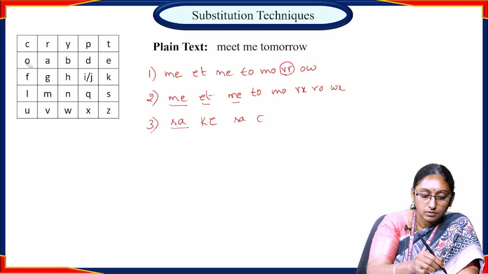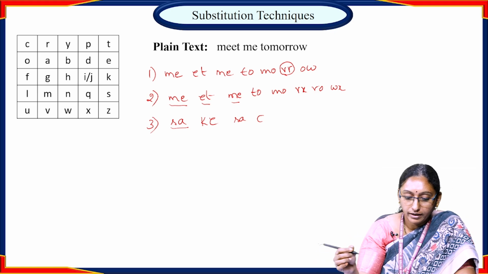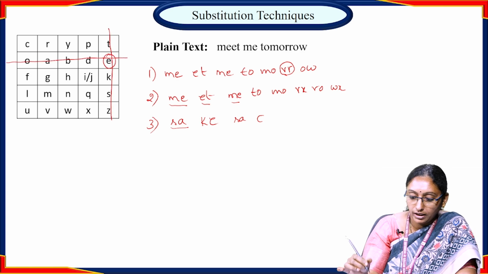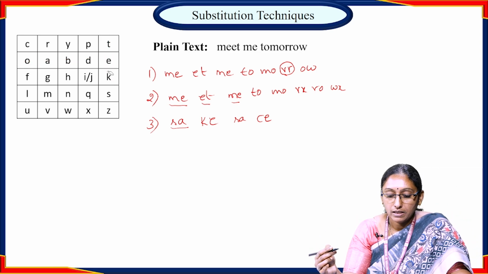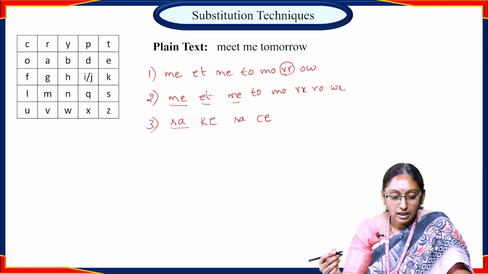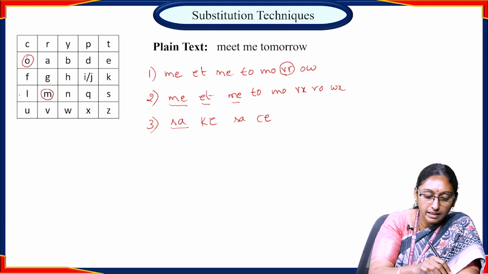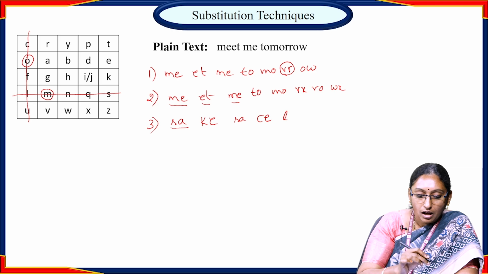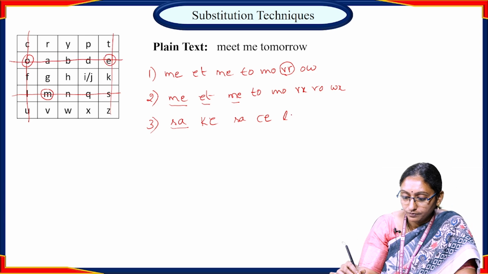Next, O. O is replaced by the intersection point of O row and T column. So O row and T column, the intersection point is E. So O is replaced by E. So like this we can replace when they are in two different rows and columns. Next, M and O. They are in two different rows and columns. So M is replaced by the intersection point of M row and O column, that is L. And O is replaced by O row and M column, that is E.